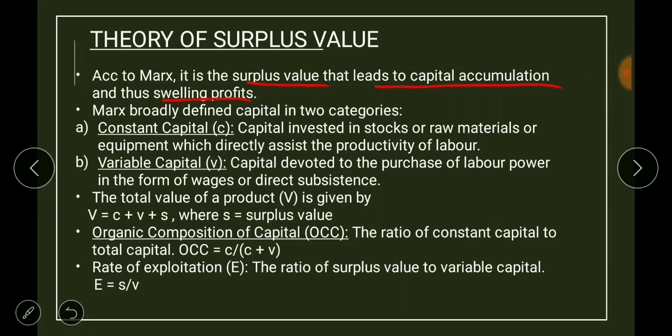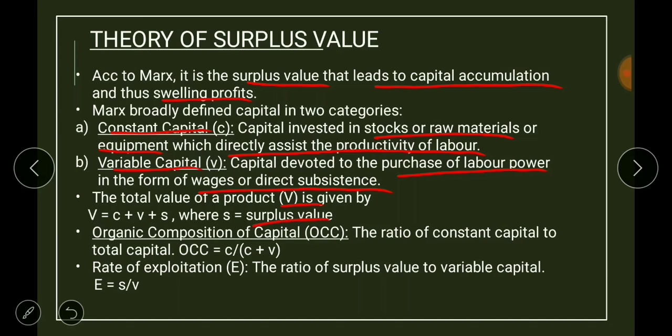Marx broadly defined capital in two categories: constant capital, given by small c, that is capital invested in stocks or raw materials or equipment which directly assists the productivity of labor. He also defined variable capital as the capital devoted to the purchase of labor power in the form of wages or direct subsistence. The total value of a product, capital V, is given by constant capital plus variable capital plus small s, which is the surplus value.